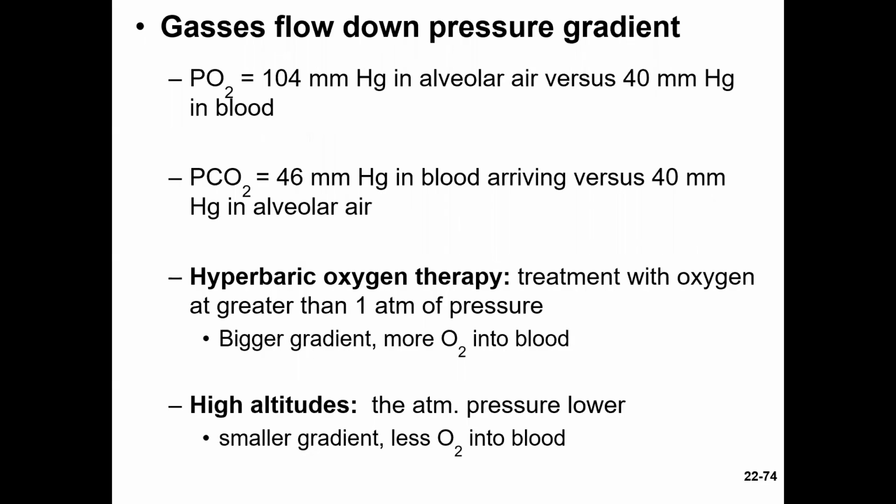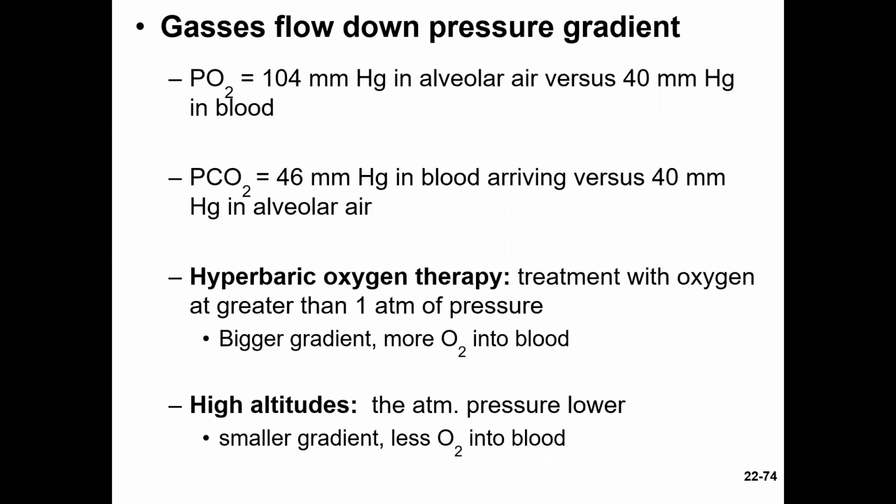Gases, we're talking diffusion, so they're going to flow down the pressure gradient. The pressure of oxygen is 104 millimeters of mercury in alveolar air versus 40 millimeters in the blood. PCO2 is 46 millimeters in the blood arriving versus 40 in the alveolar air.